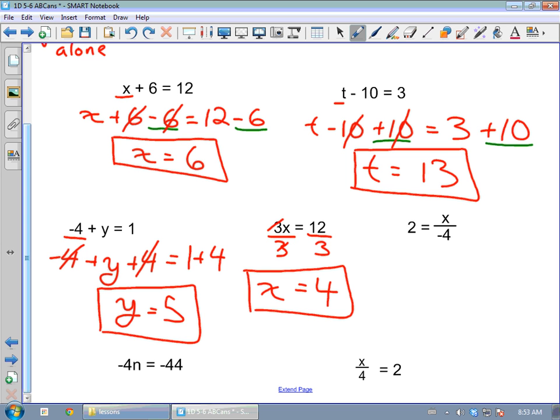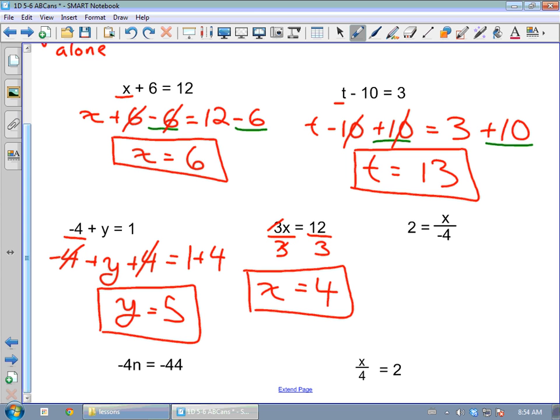Okay, last little example here in this section. I've got 2 equals x divided by negative 4. What operation do I see being done to my variable? Division by negative 4. So what would be the opposite of dividing by negative 4? What's the opposite of division?